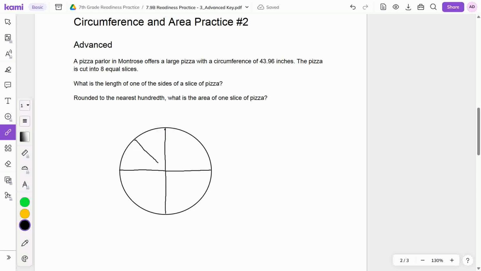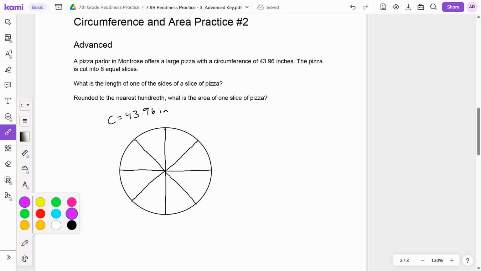And then they are going to use the diagonals. All right, so there's your 8 pieces. We've got all the way around. Let's say C equals 43.96 inches.